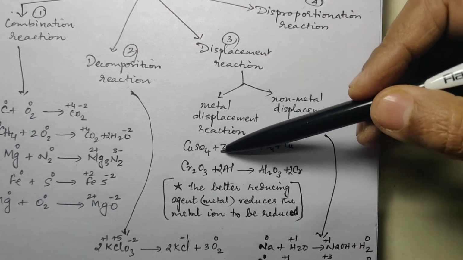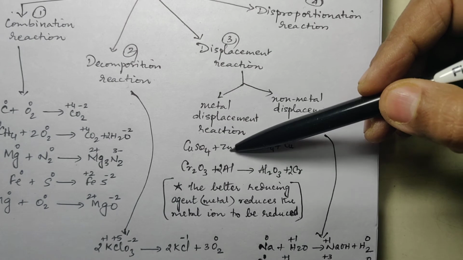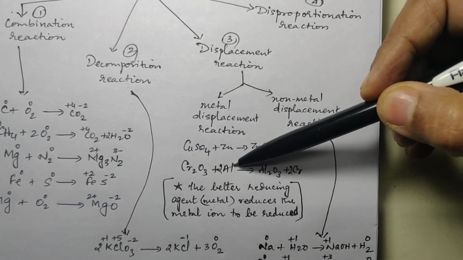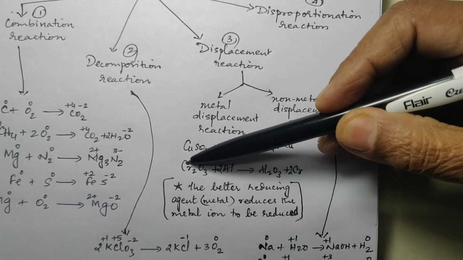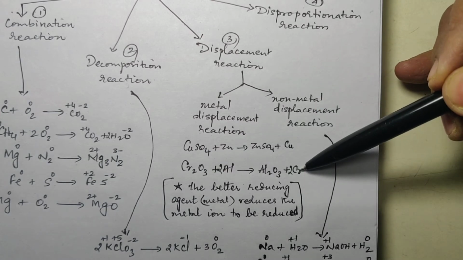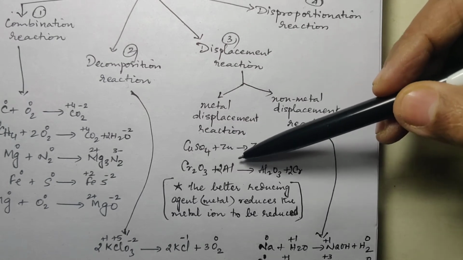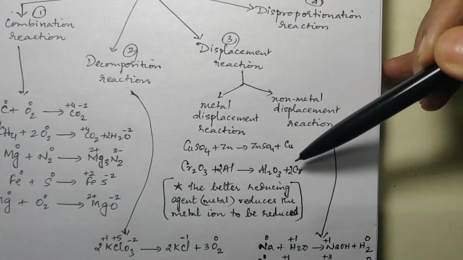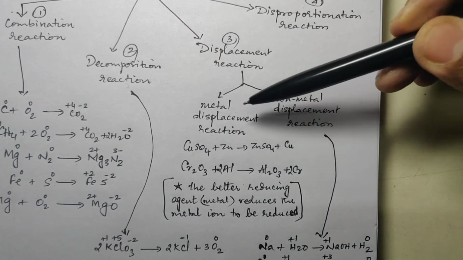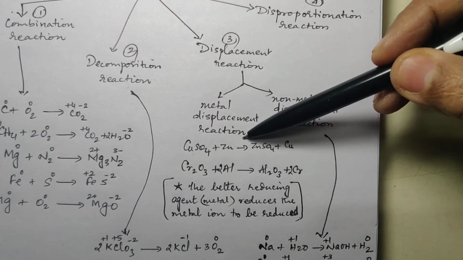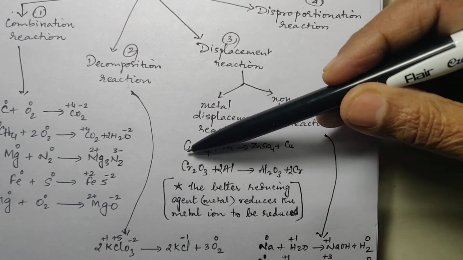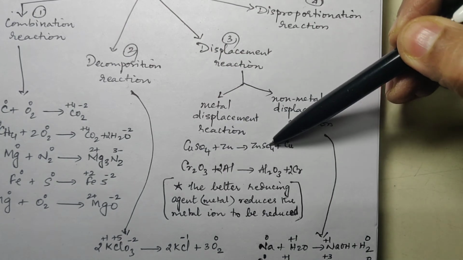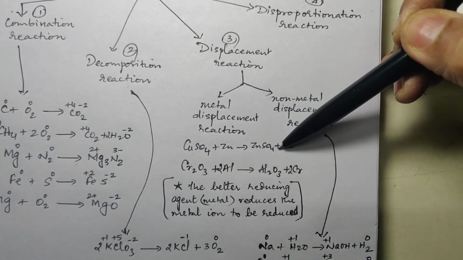So here zinc is a better reducing agent. So it will reduce Cu2+ to Cu. Same way Al is a better reducing agent. It will reduce Cr3+ to Cr. Right. So the one which is a stronger reducing agent will reduce the other metal in the ionic form to the corresponding metal. So this is what you call it as metal displacement reaction, because one metal is displacing the other. Zinc is taking the place of copper here, isn't it? Earlier it was copper sulfate, now it has become zinc sulfate.